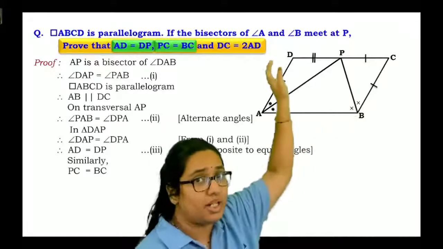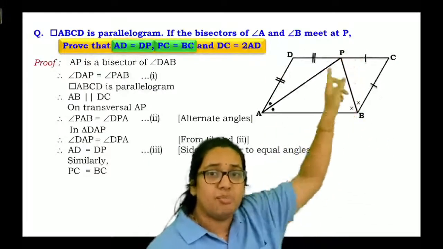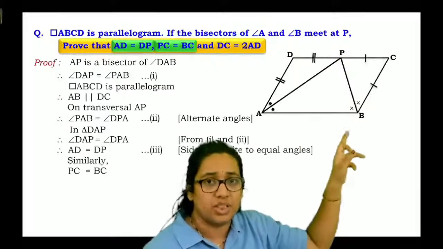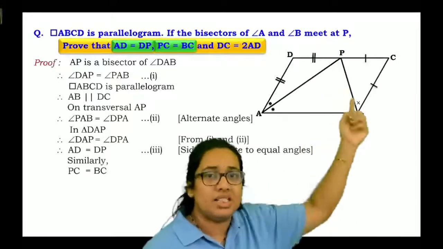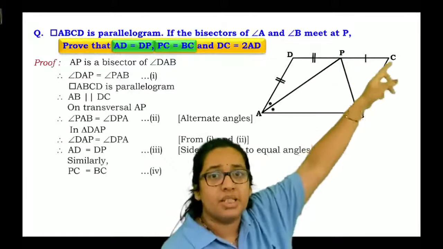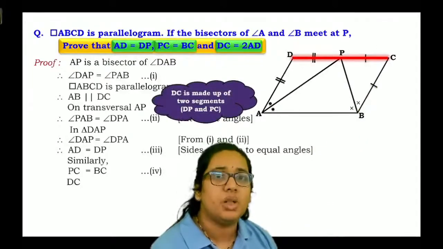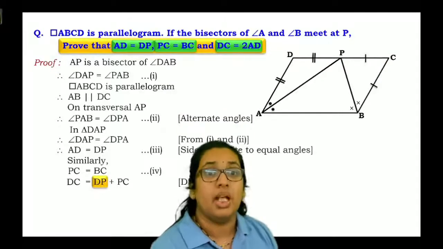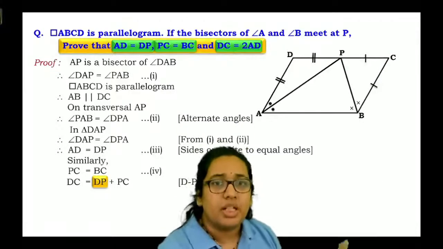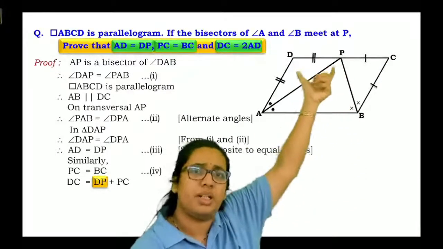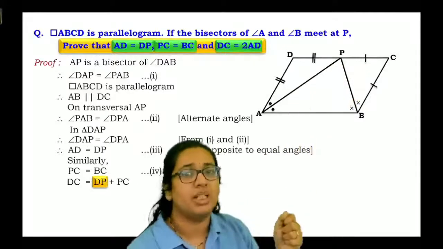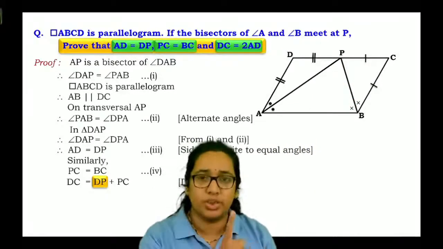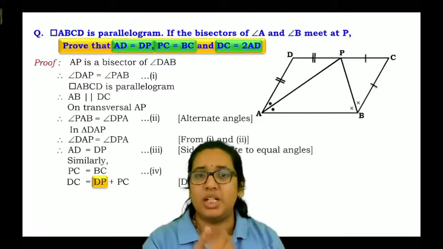that AB is parallel to CD and PB will work as a transversal, then you can easily say that PC and BC will be equal again. PC and BC will be equivalent. Now, next one. We know that BC is nothing but DP plus PC, because D, P, C are just collinear points where P lies between D and C.